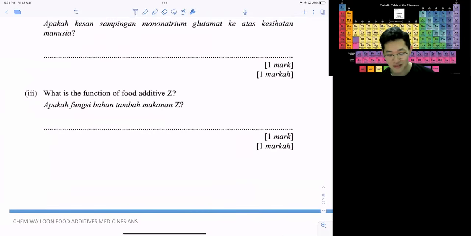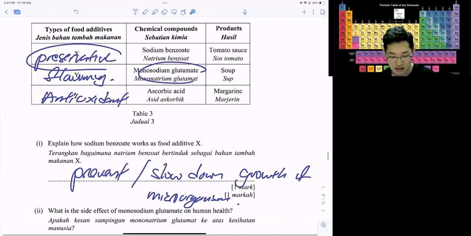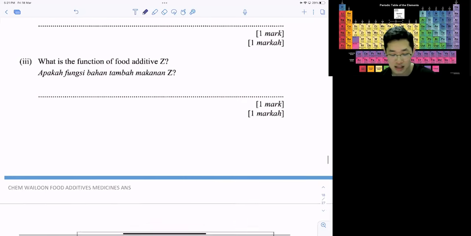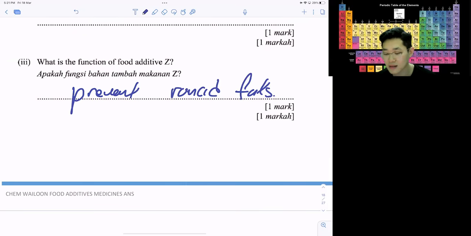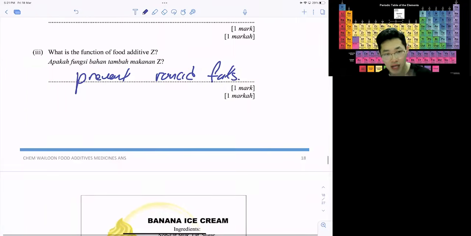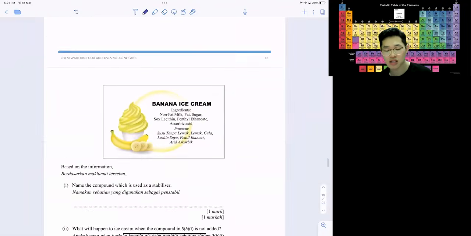What is the function of food additive? Is that antioxidant to prevent rancid fat? Or you can say prevent oxidation of food. Also can. Antioxidant, prevent oxidation.